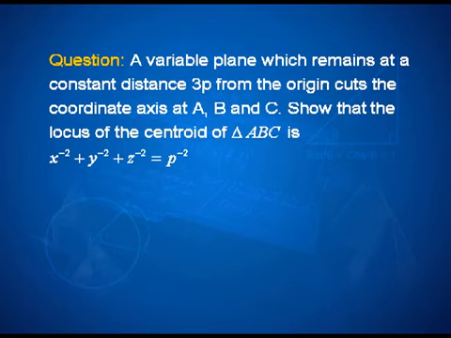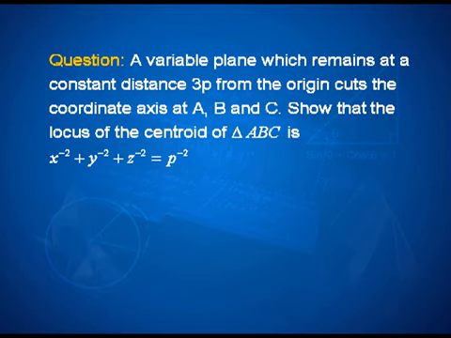Let us take a look at another question, which is an interesting one, slightly away from the normal usual form of the questions that you have looked at in our series. The problem says a variable plane which remains at a constant distance 3p from the origin cuts the coordinate axis at A, B and C. Show that the locus of the centroid of triangle ABC is given by this equation.